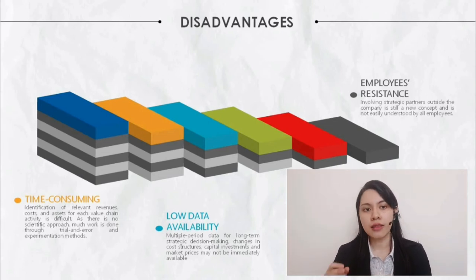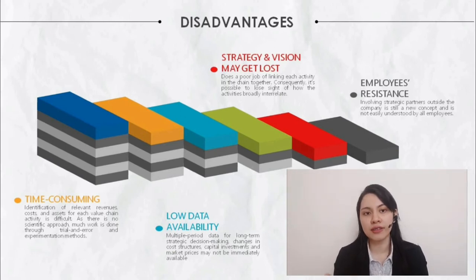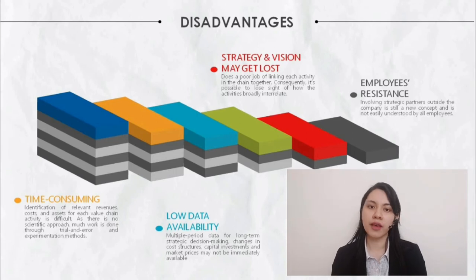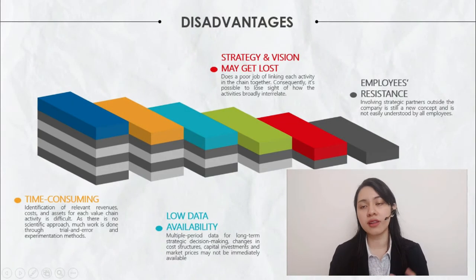And lastly, the company's overall strategy and vision may get lost when the operations are broken down into fine segments. This is because the focus will be mainly on micro details instead of broader strategic view. And VCA does a poor job of linking each activity in the chain together. Consequently, it is possible to lose sight of how the activities relate to each other.